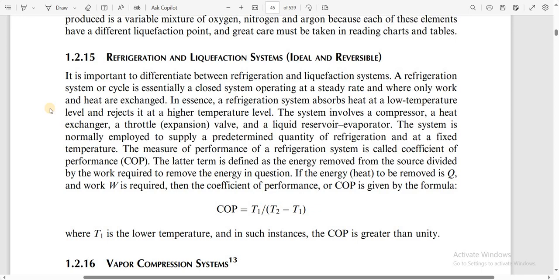Today we'll be learning about refrigeration and liquefaction system, ideal and reversible. It is important to differentiate between refrigeration and liquefaction system.